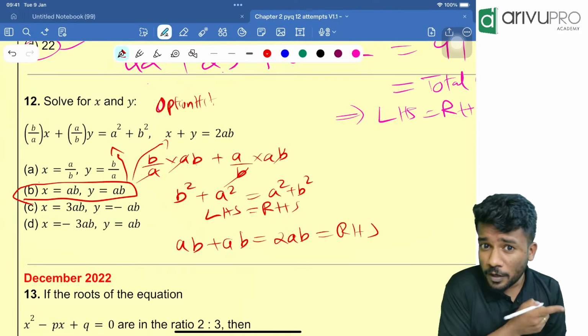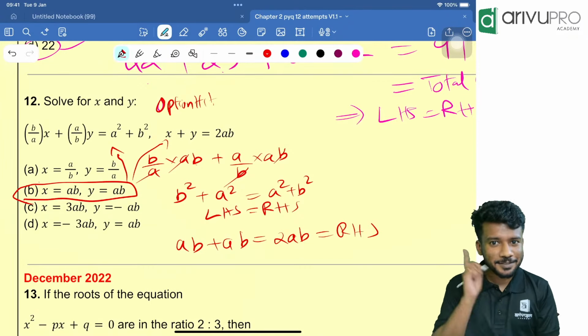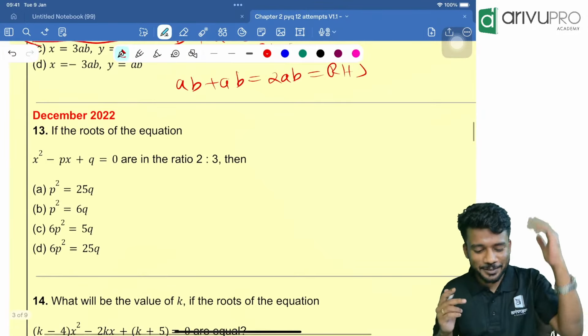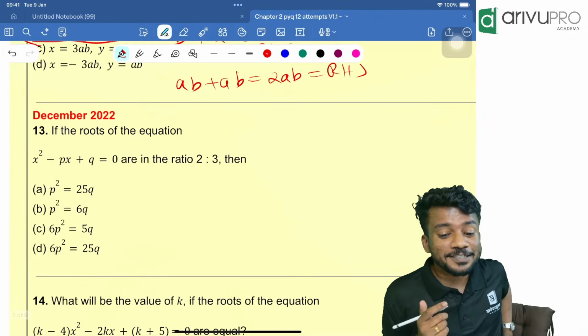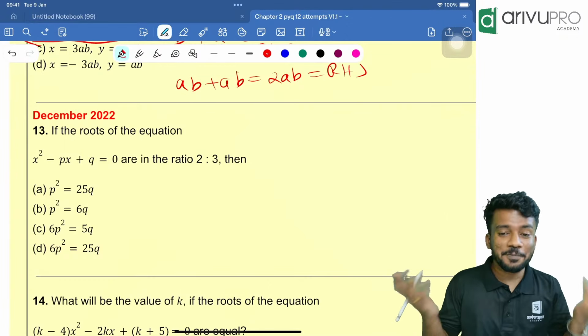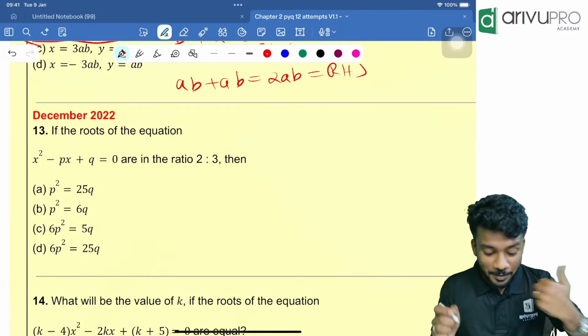I hope that you got it. Understood? December 2022. Here also another shortcut is there. I have told in the marathon class as well as in class multiple times. You can expect a similar question.